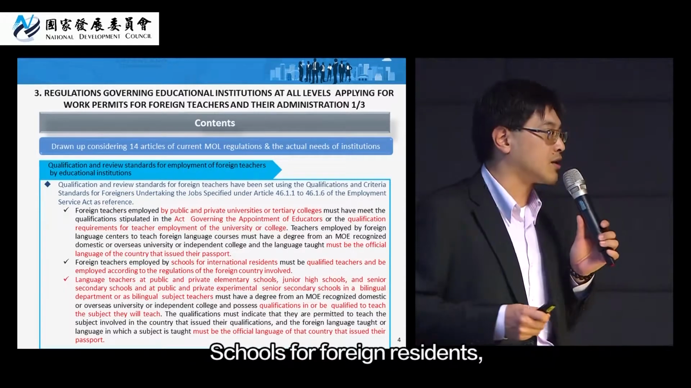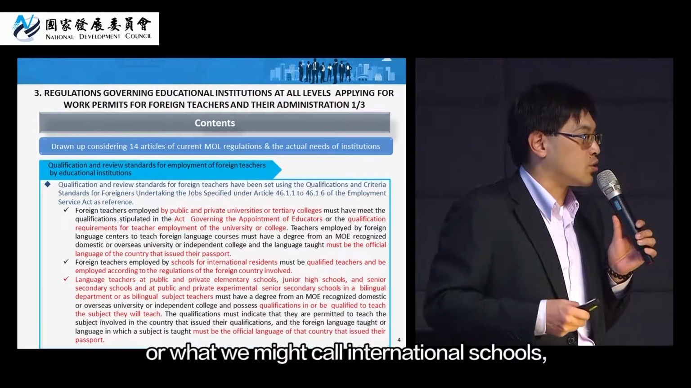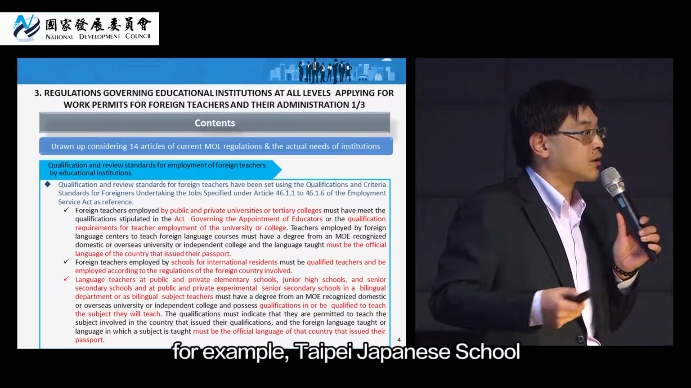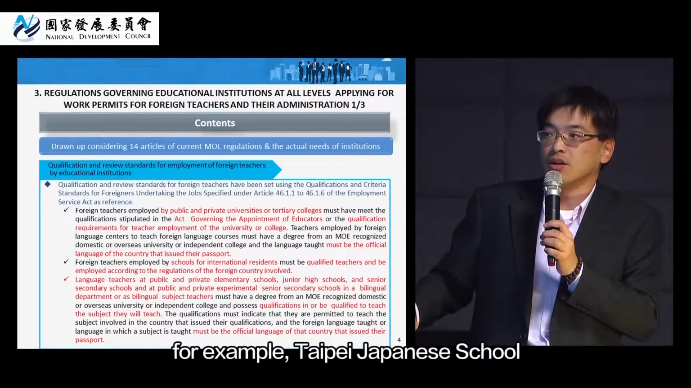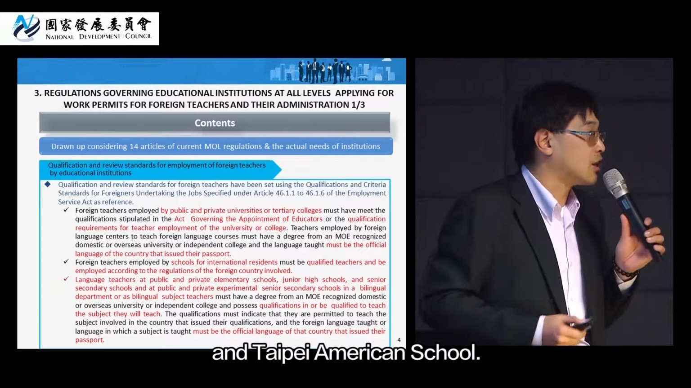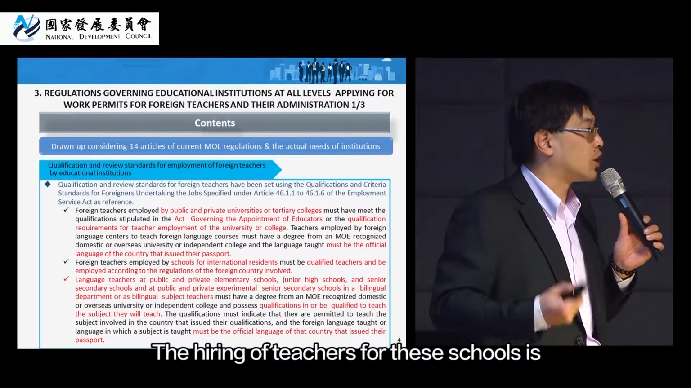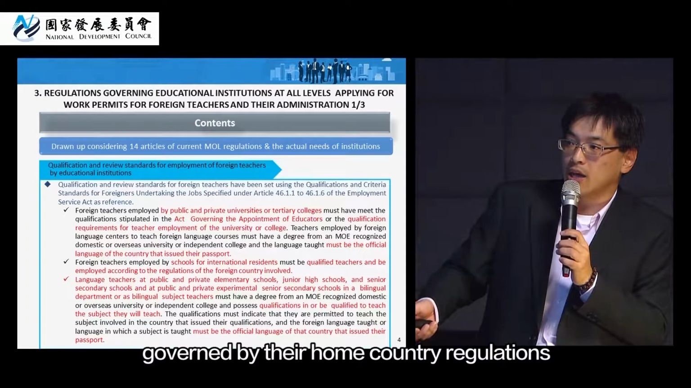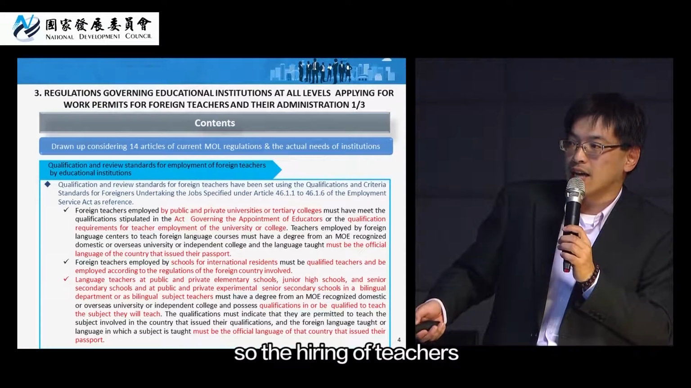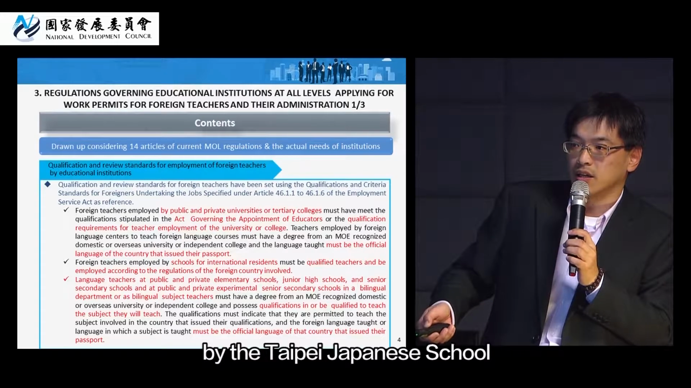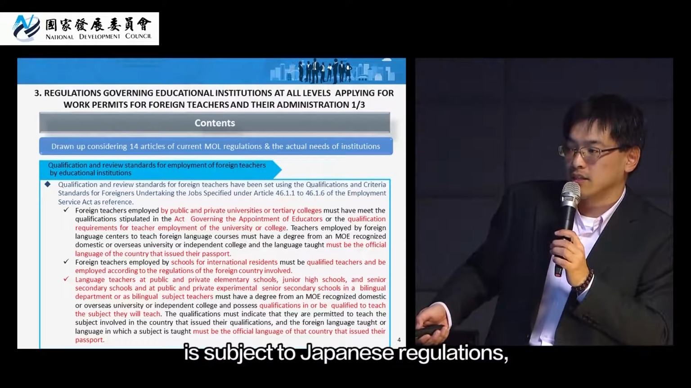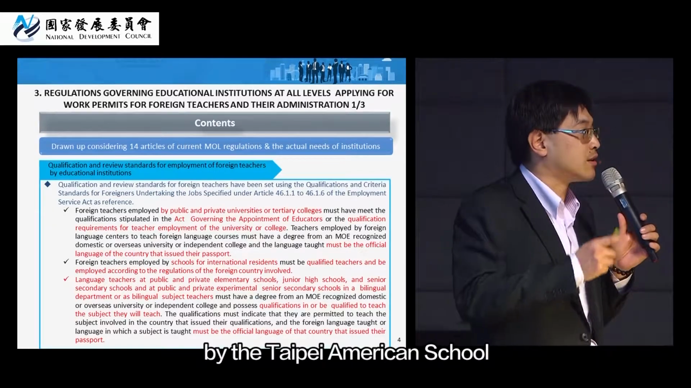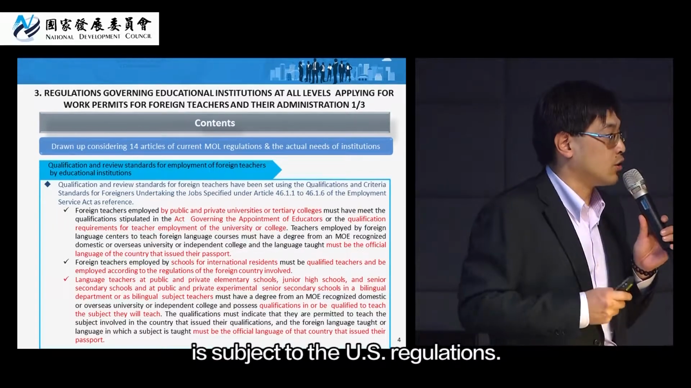Schools for foreign residents, or what we might call international schools, are foreign established schools. For example, Taipei Japanese School and Taipei American School. The hiring of teachers for these schools is governed by their home country regulations. So the hiring of teachers by the Taipei Japanese School is subject to Japanese regulations, and the hiring of teachers by the Taipei American School is subject to the U.S. regulations.